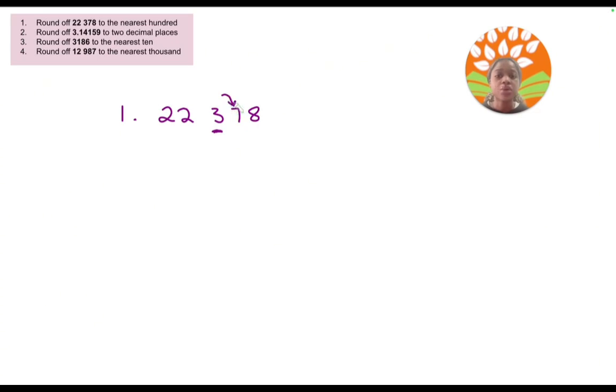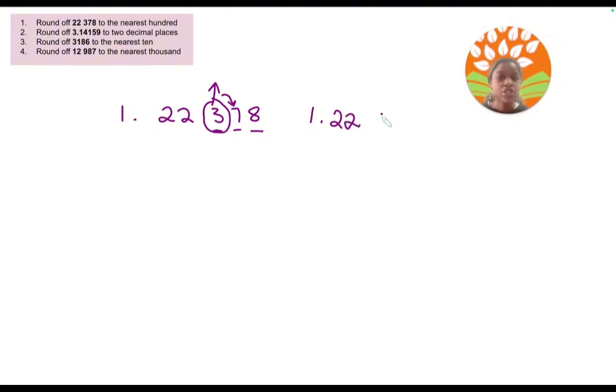What do we have to our right? We have a 7. Now, is that number 5, or greater than 5, or is it 4 or less? It's 7, so it's greater than 5. So what does this mean for our hundreds column? It means that this number right here will have to increase by 1, and then all the others have to change to 0. So our answer is 22,400.